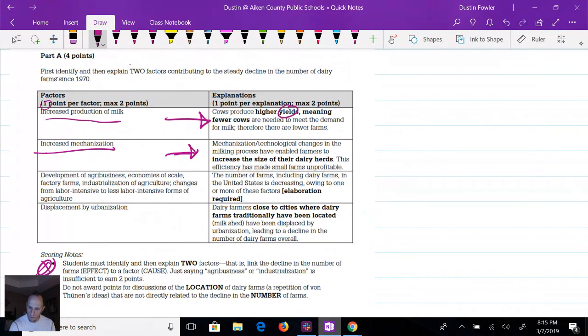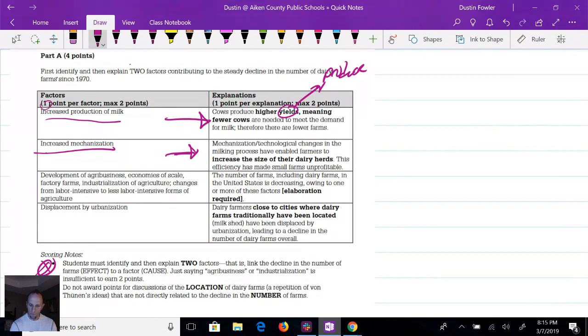Yields is one of those vocab words, right? It means product. My handwriting is terrible, sorry. So yields means how much food it's going to produce. Cows are able to produce more milk in this case, meaning fewer cows are needed to meet the demand for milk. Therefore, there are fewer farms. So you have to make that connection in order to get the explanation points, right?